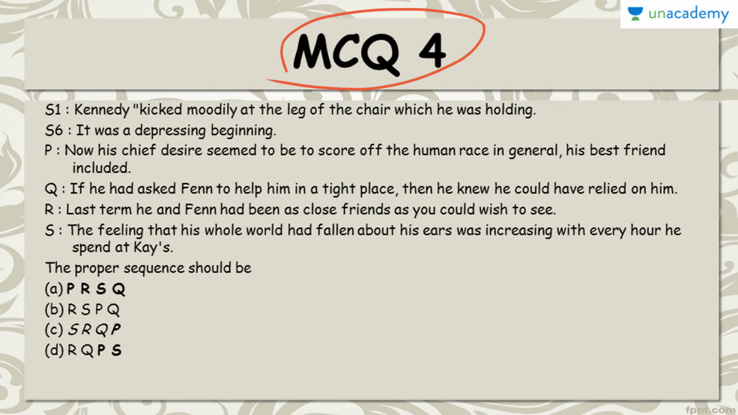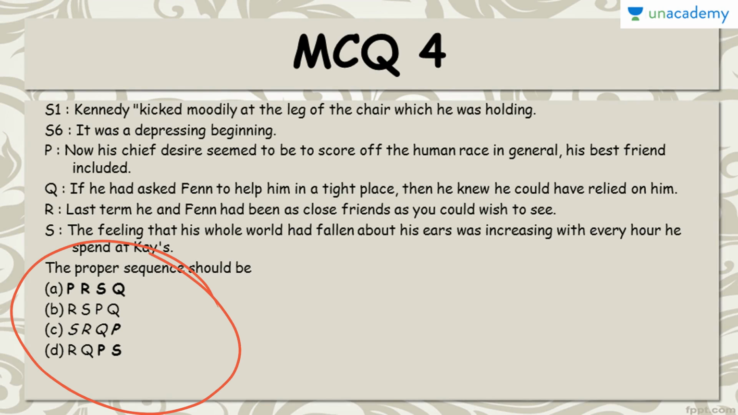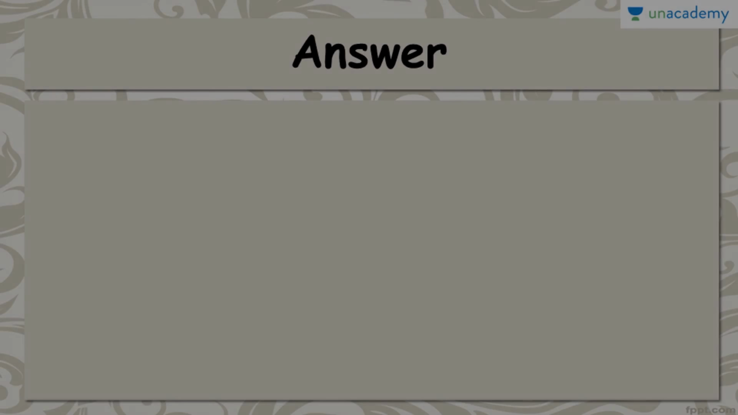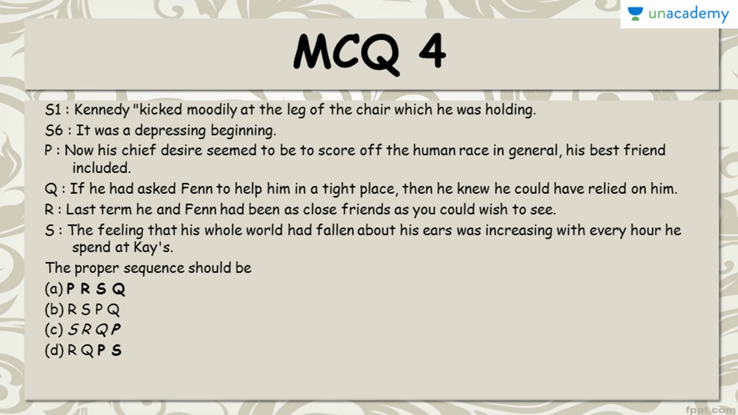Coming to MCQ fourth, you have to put the correct sequence for these sentences. S1 and S6 are the starting and the end. You have to put the sequence of the rest of them in the correct order. So just think of the right answer, and the correct answer to this MCQ is option C, that is SRQP is the correct sequence. So how does it read?